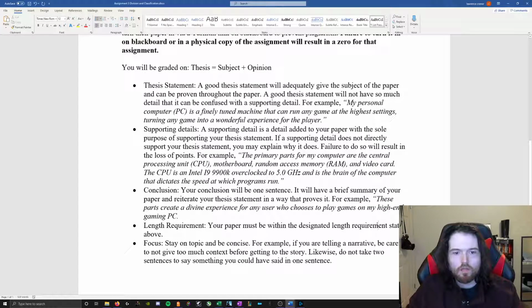Okay. Length requirement, meet the length requirement, focus. Stay on topic and be concise. If you are breaking down a basketball team and you're doing all the positions, I have no idea what all the positions are. Don't make fun of me. Let's say you do the center, point guard, forward, and then you get off on a tangent about how Michael Jordan was the best basketball player of all time and LeBron can shove it. I don't want any of that.